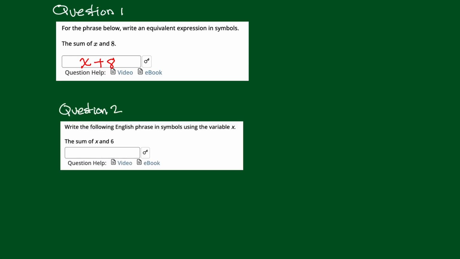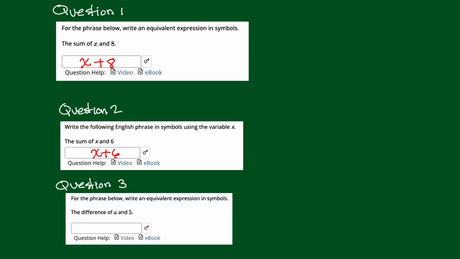Question 2, very much like question 1, asks us to write, using symbols, a phrase for the sum, addition, of x and 6. So the sum, that's an addition, so we'll write our plus sign, and I want to sum x and 6.